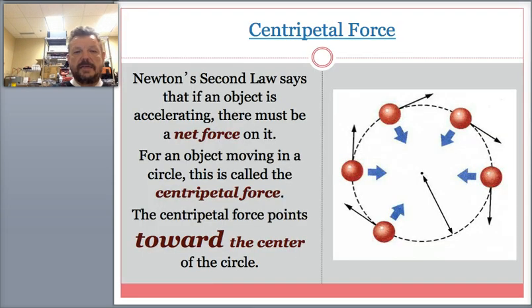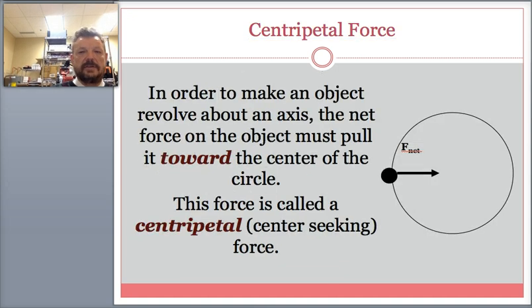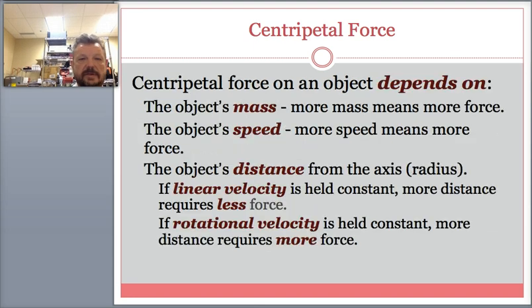Newton's second law says that if an object is accelerating, there must be a net force on it. For an object moving in a circle, this is called the centripetal force. The centripetal force points towards the center of the circle. In order to make an object revolve about an axis, the net force on the object must pull it towards the center of the circle. This force is called the centripetal or center-seeking force.